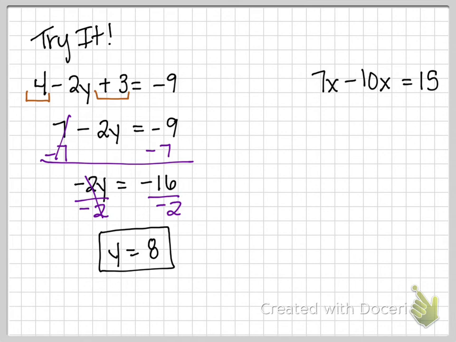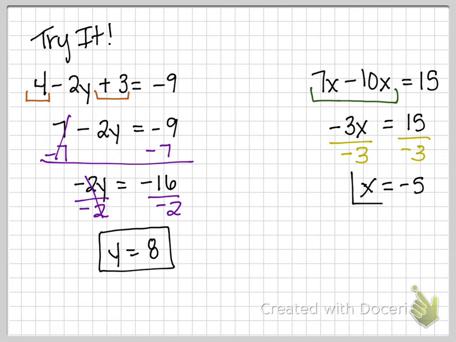Okay, looking at the other equation here. First step, combine the like terms. 7x and 10x are like terms because they have the same variable taken to the same power. So we combine the coefficients. 7 minus 10 is negative 3x equals 15. And then it just leaves us with one more step. Inverse of multiplication would be division by negative 3. And we get x then is equal to negative 5.